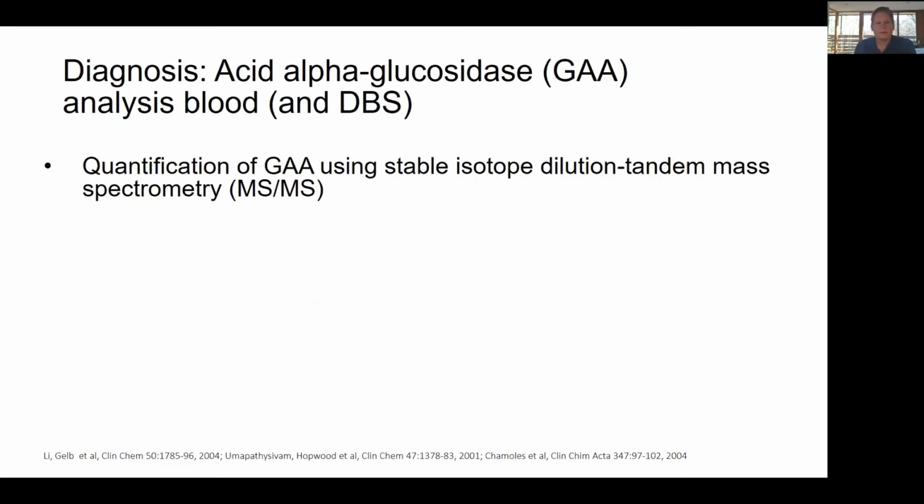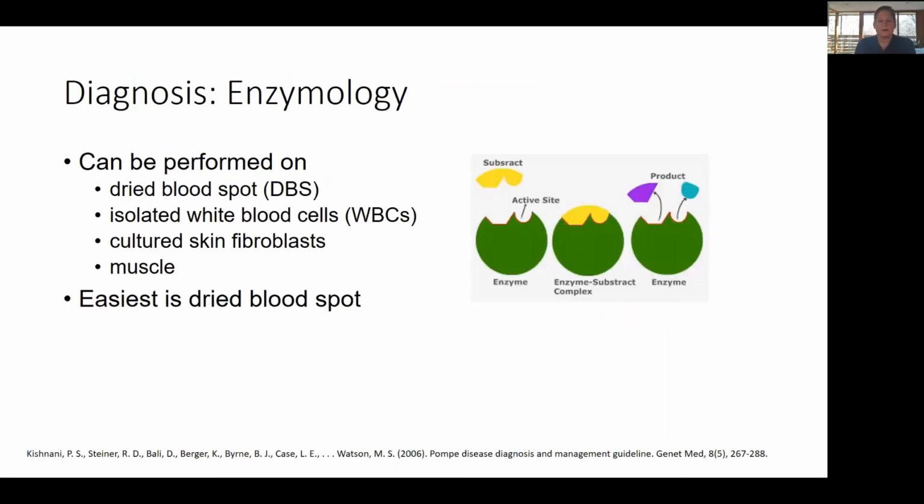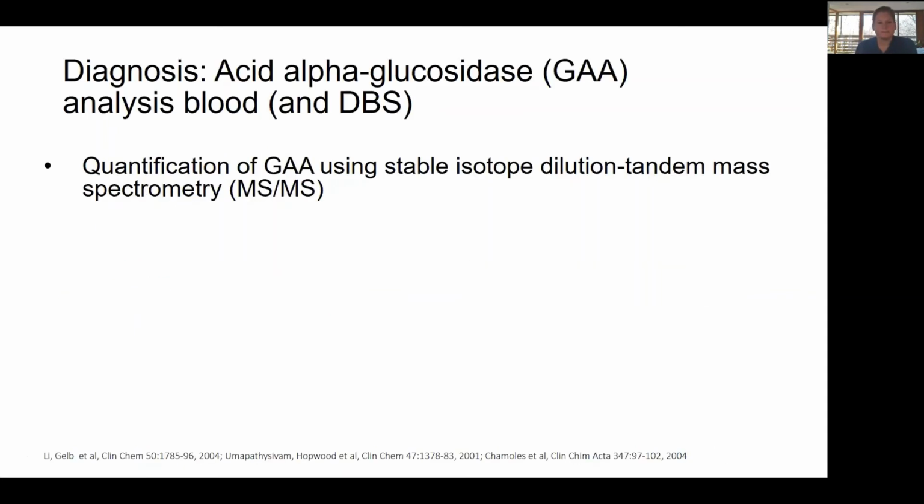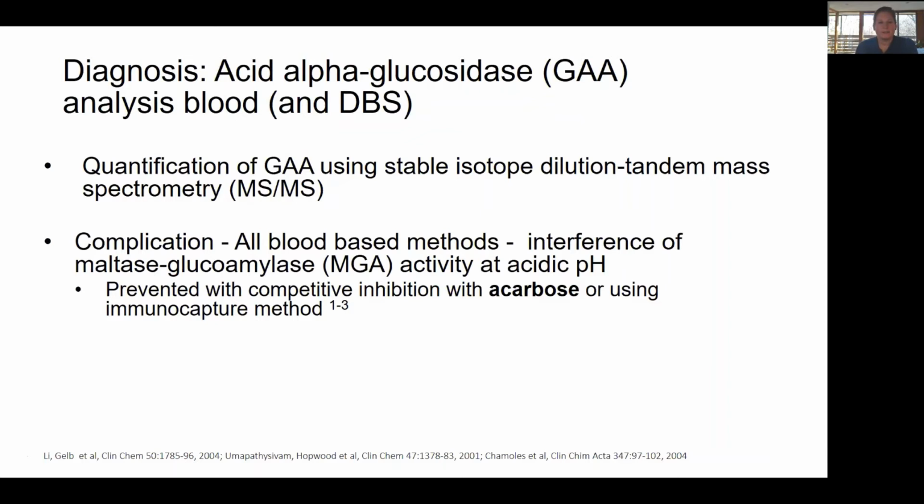The dry blood spot is also what a number of physicians, neurologists, and geneticists will use when they're screening for Pompe disease. So the diagnosis uses acid alpha glucosidase, GAA, analysis on blood and dry blood spot. How is this done? It's a quantification of GAA using stable isotope dilution tandem mass spectrometry.